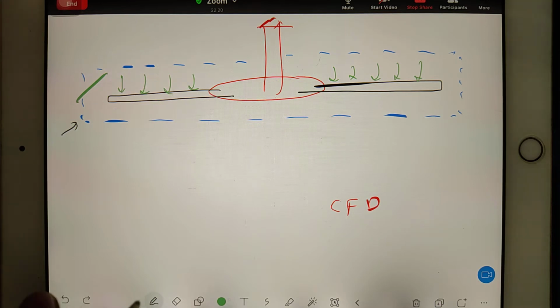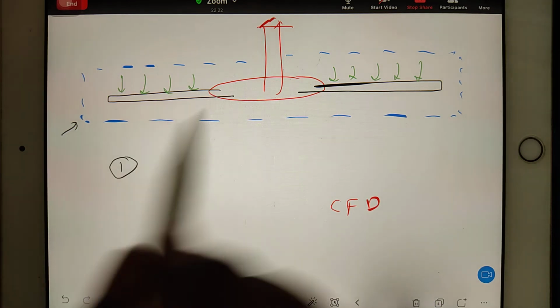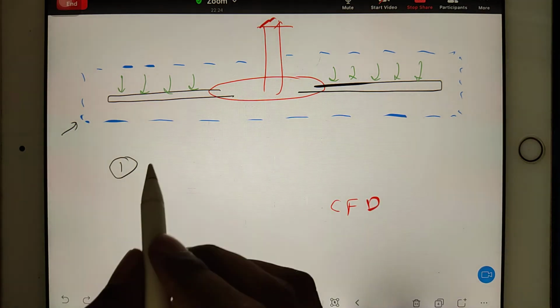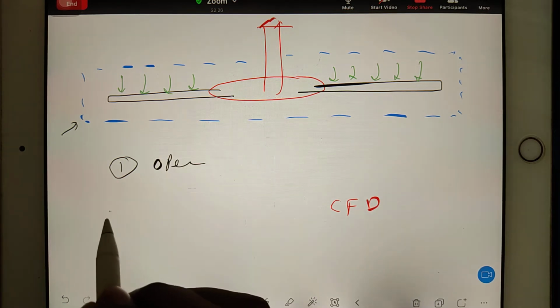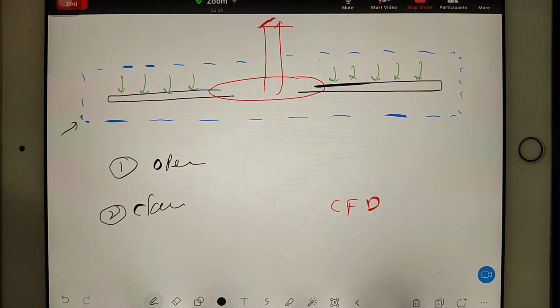My first question: this system I am going to analyze, is it an open system or a closed system? All the students tick on the screen. Fast, everyone fast. Any new students having a problem ticking on the screen, I will explain how to tick on the screen and how to use the pen.